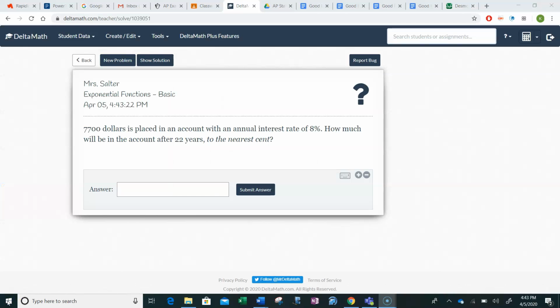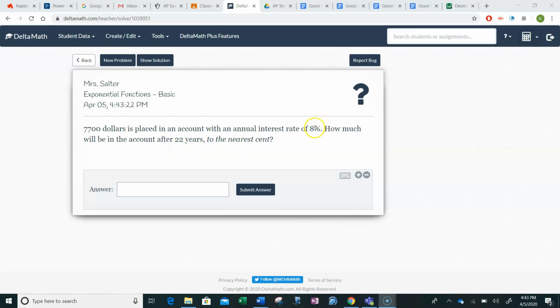Okay, so folks, you're going to have a few Delta Math problems to do. It's just like what we were doing. Look at this one right here. You have $7,700 is placed in an account with an annual interest of 8%. How much will be in the account after 22 years to the nearest percent?